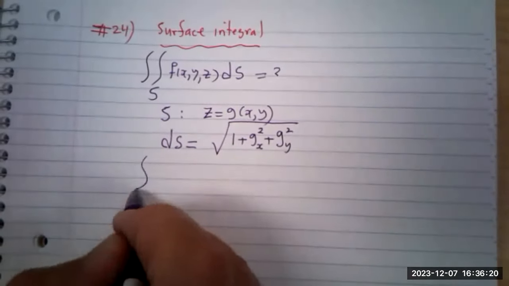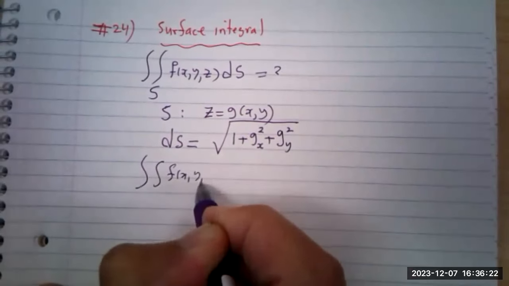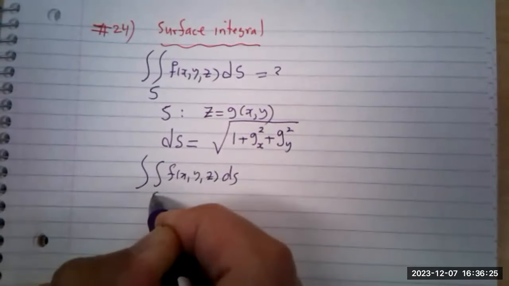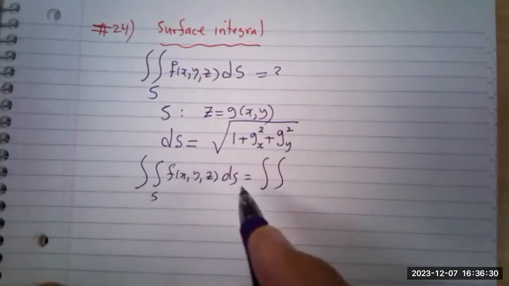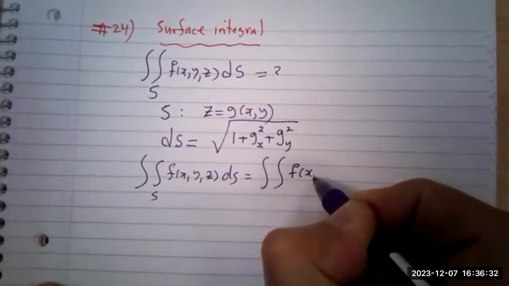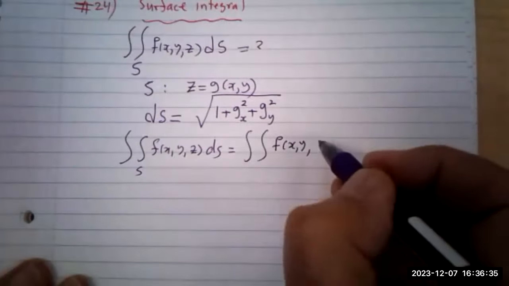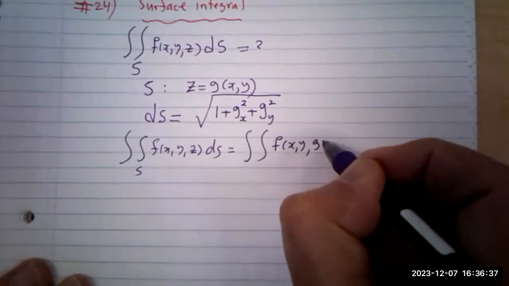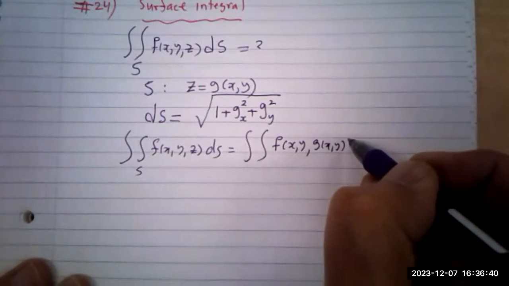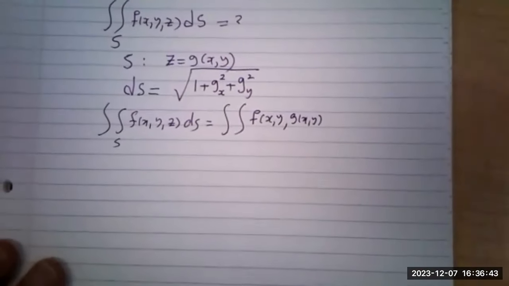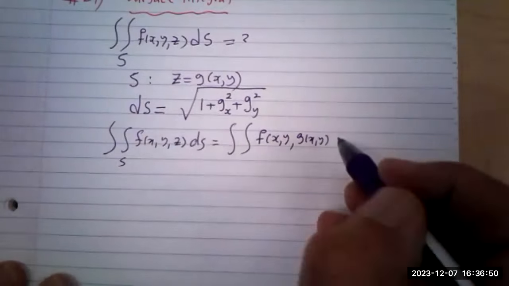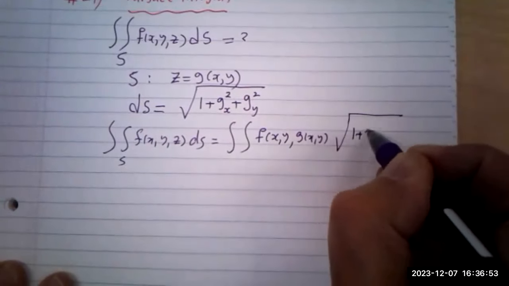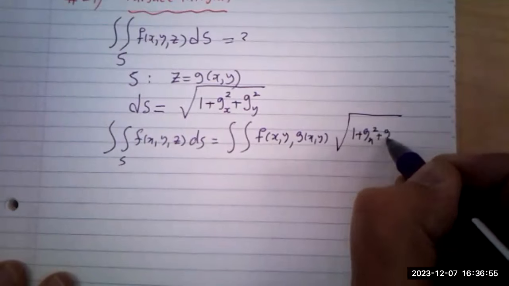That's it. So the surface integral of f of x, y, z, dS over S is going to be the double integral of f of x comma y, substituting for z the function g of x comma y. Now your function is a function of two variables. When you put them together, the result is only x and y. This is times the differential that we have, the square root of 1 plus g sub x squared plus g sub y squared.